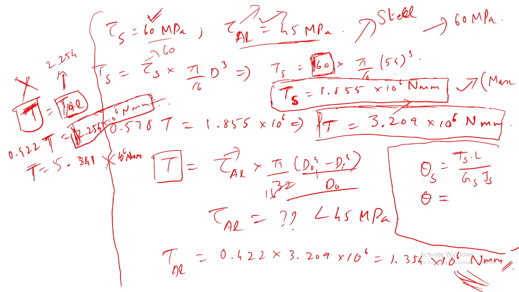See, first you take the aluminum section and find the torque sustained by the aluminum section, and then the total torque based on the aluminum section. Separately you find the torque that can be sustained by the steel section, and then the total torque based on that. But this is 3.209, while the total torque based on aluminum design is 5.341, which is way higher than the design based on the steel section. So we have to design based on the steel section alone.